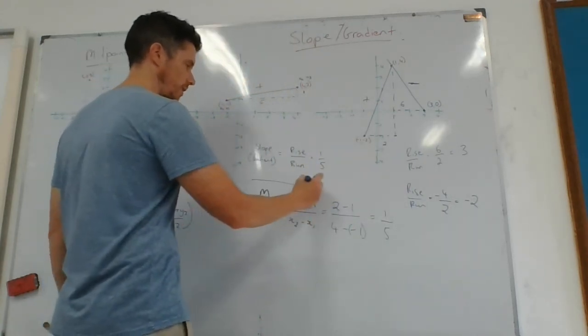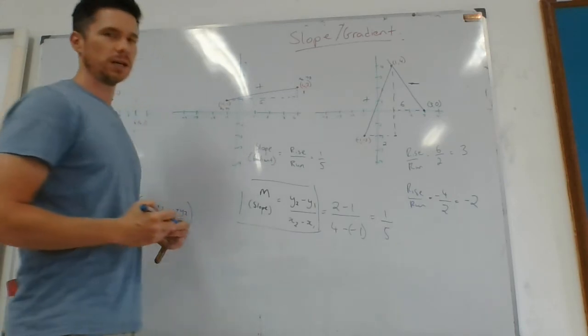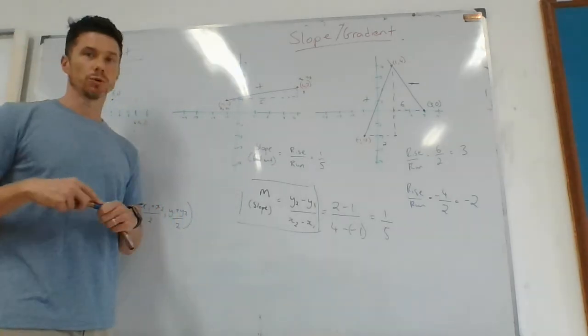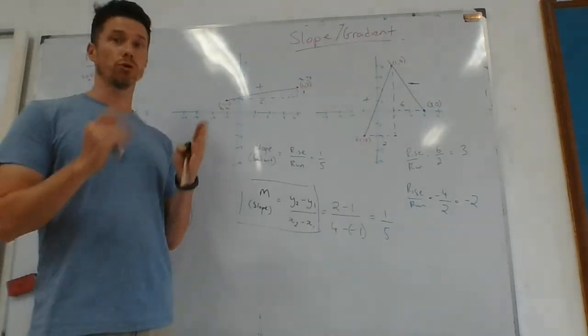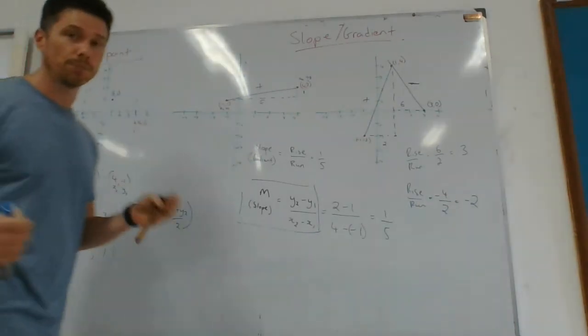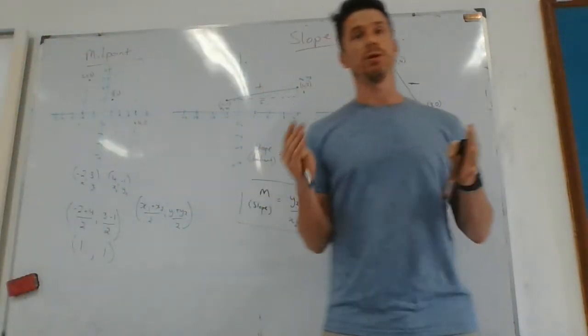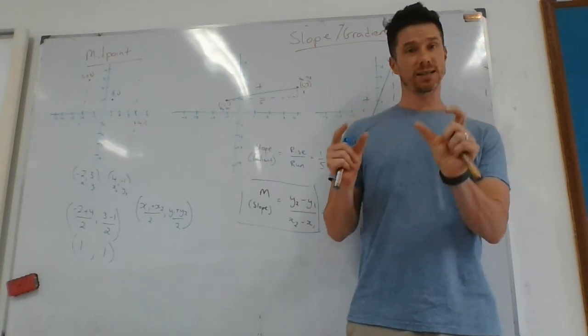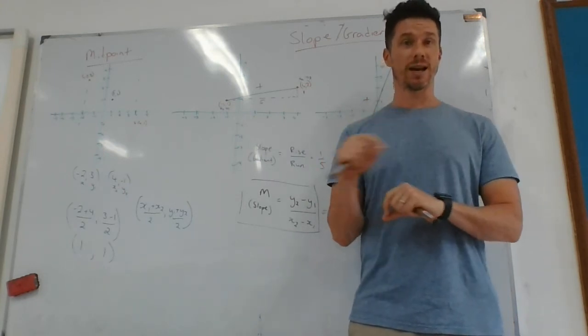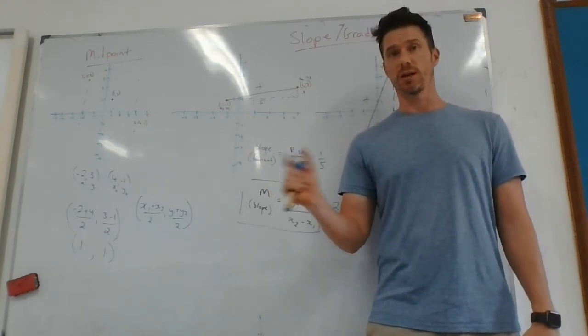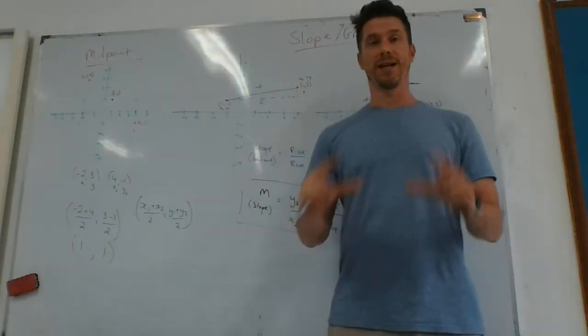Now you'll see this formula and some more examples of it in the book. So I'm going to set you some questions from the book on both gradient and midpoint. So remember, midpoint is the halfway mark between 2 points. Add the x coordinates together, divide by 2, add the y coordinates together separately, and divide by 2, and that'll give you a new point.